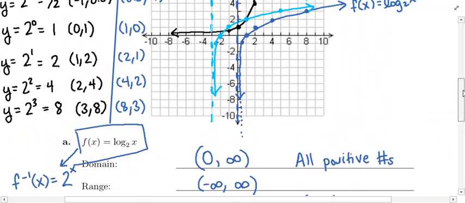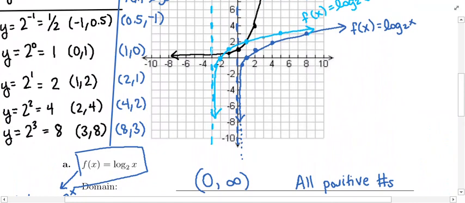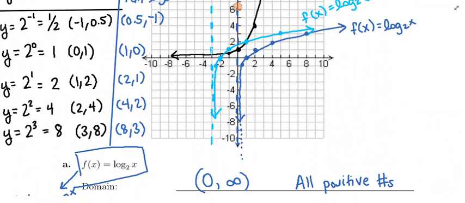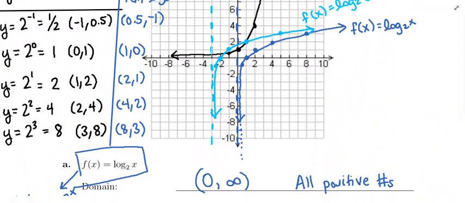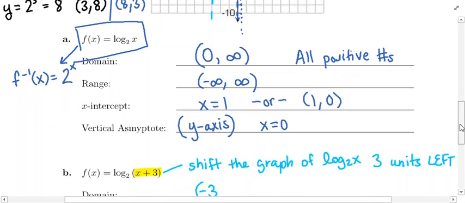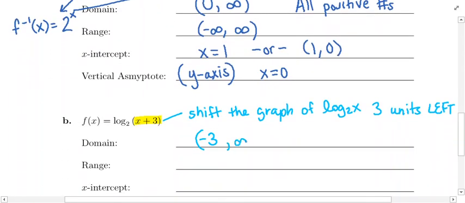If we find our rightmost point on the light blue graph, if you follow my cursor here, it's going to go this way forever. So the rightmost point is going to be positive infinity. So your domain here, the x values you can plug in, are all real numbers strictly bigger than negative 3.